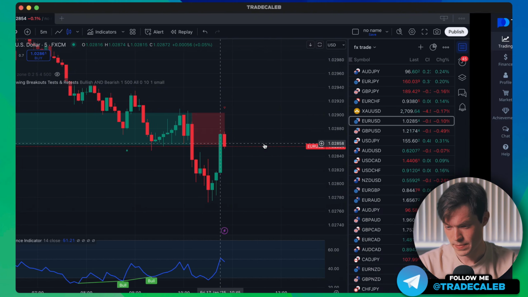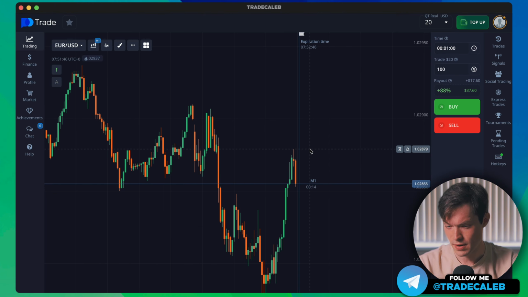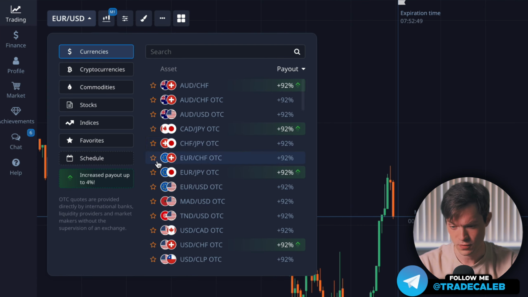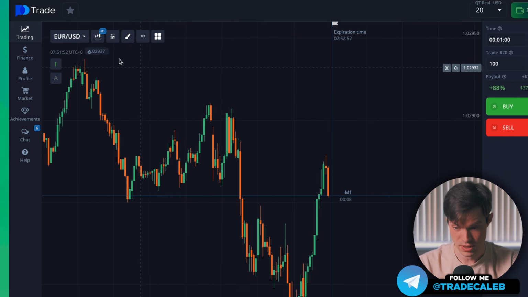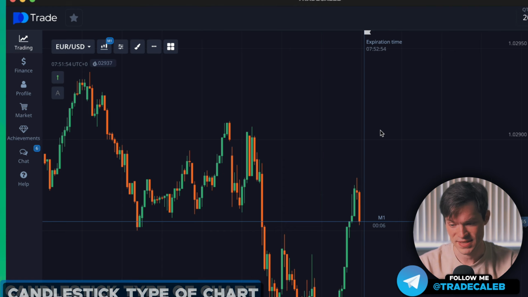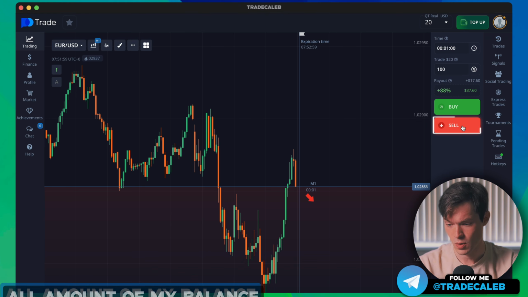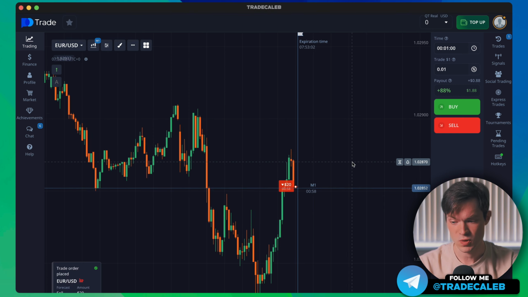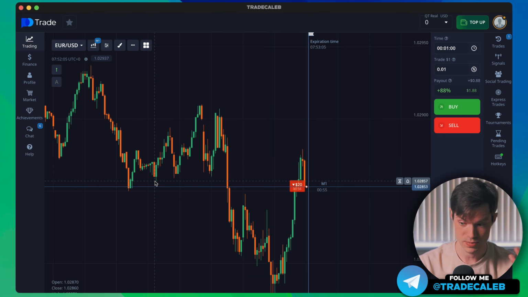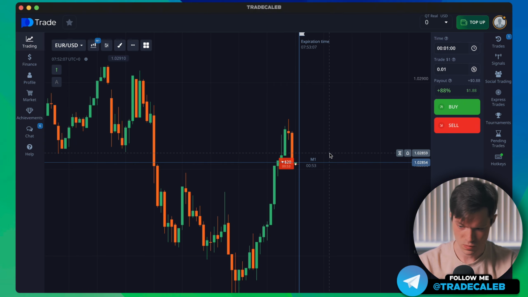I have a euro-dollar pair open, the same pair I have opened on the Pocket Option platform, but only on the one-minute time frame. Here I have a candlestick type of chart, 1 minute, and of course I will enter using the whole amount of my balance, because our goal is to maximize our deposit today, no matter how risky it will be.